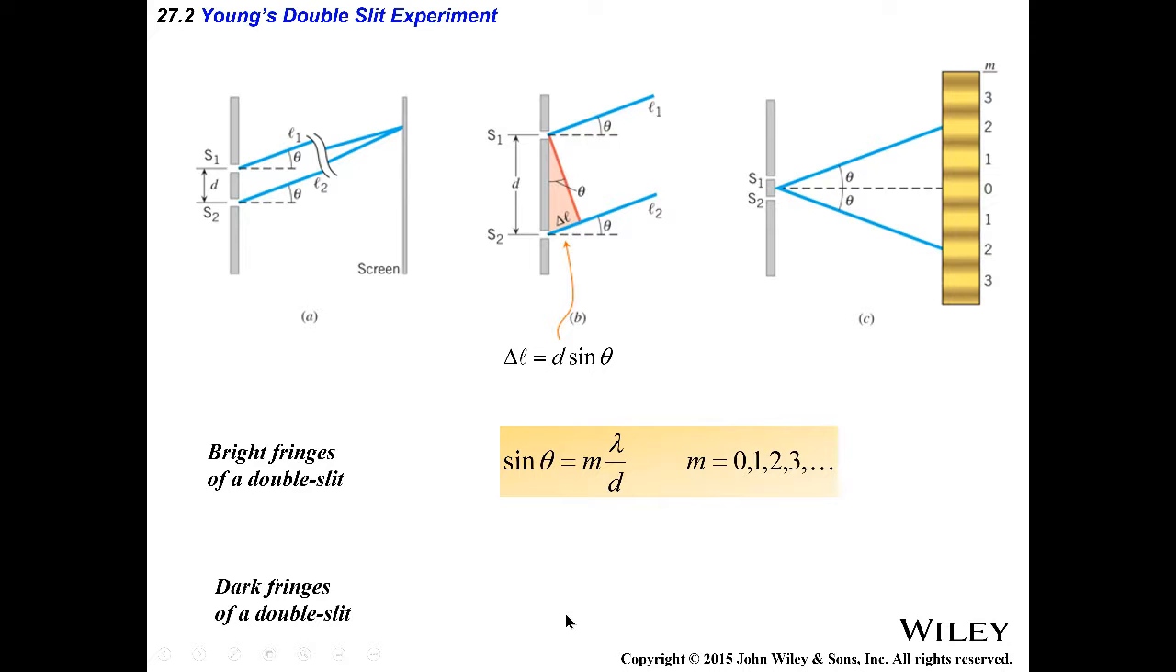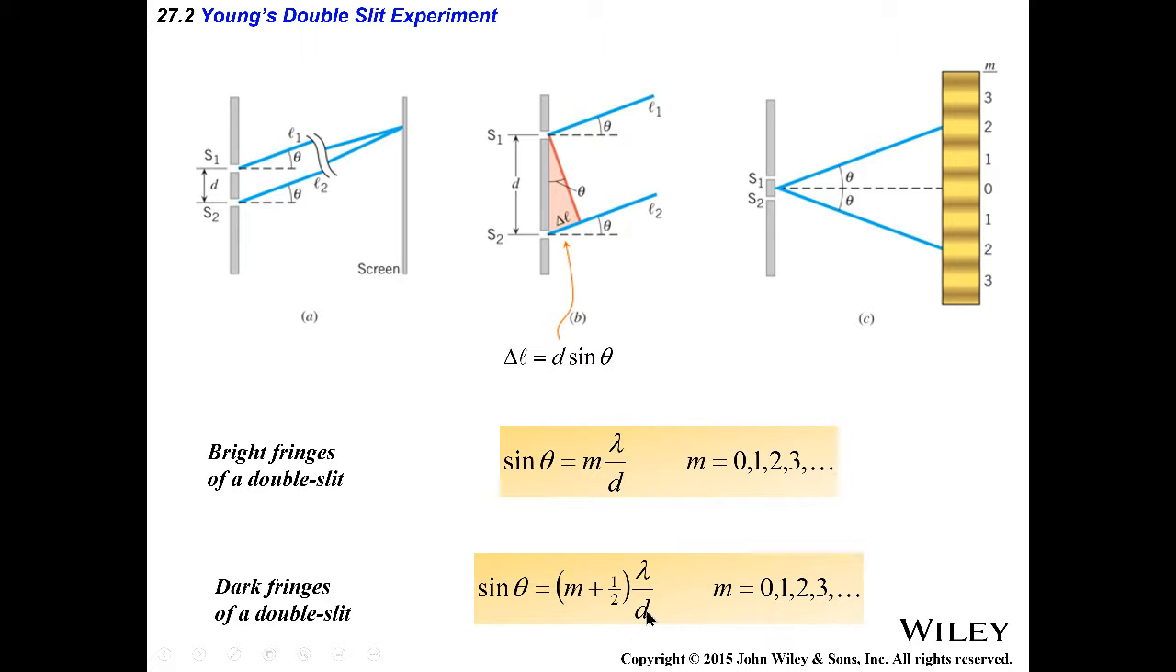And now the dark fringe. A dark fringe is one where the difference, the delta L, is m plus a half, because in order to interfere destructively, you have to have exactly an extra half wavelength. So if it was, let's say, 2 plus a half, when you arrive, you were up, I was down. So the destructive interference, which is when you have the dark fringes, is when sine theta is m plus a half lambda over d.